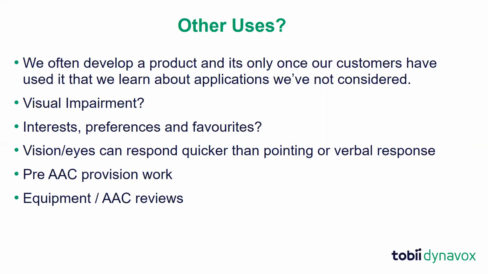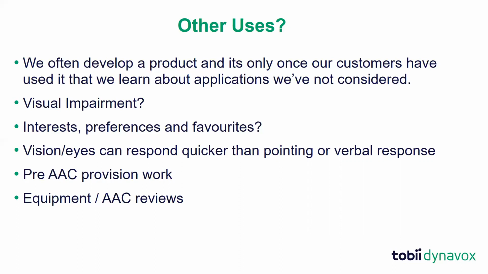But we know it's used out there for determining people's interests and their favorites. Oftentimes with a lot of our non-verbal communicators, the younger ones, assumptions are made around what they're interested in and what they like. And then once we get them on an AAC system, we find out perhaps they didn't like football all that time. So it can be quite cool for finding out things like that. Often our eyes respond more quickly to things than pointing or a verbal response. So those are other ways that it can be applied.